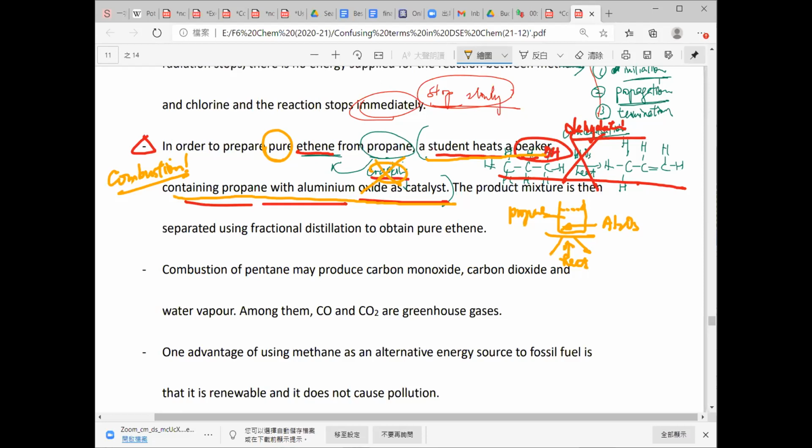So go back to the very first question. Cracking requires the absence of air. Why? It is to prevent the combustion of those hydrocarbons. Go back to cracking. Cracking needs what? Heating. Catalyst for some time if you are going to have catalytic cracking. And most importantly, absence of air.